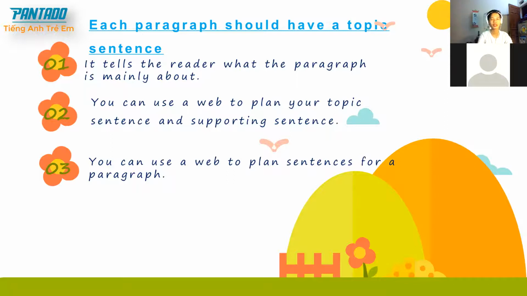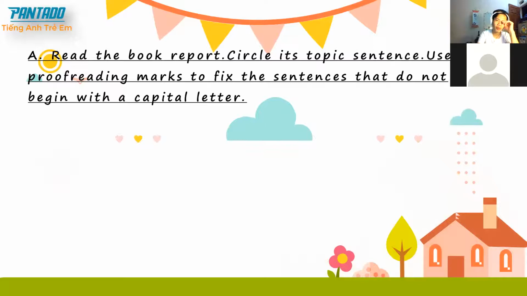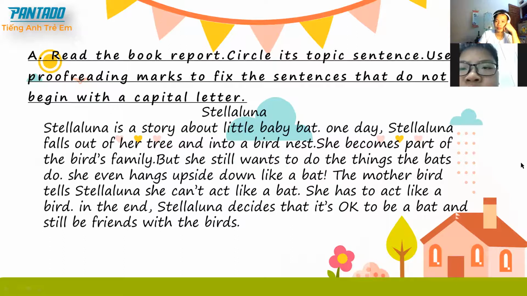Have you finished? Yes. All right. So it's now time. Let's read the book report. Circle its topic sentence. Use proofreading marks to fix the sentences that do not begin with a capital letter. Ở trên điện thoại nó có cái vẽ.